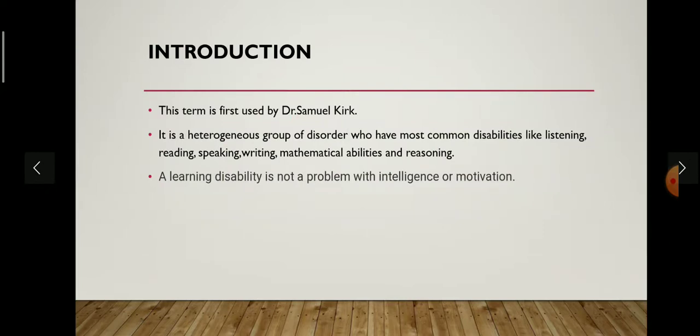Introduction. This term was first used by Dr. Samuel Kirk. तो ये टर्म सबसे पहले किसने यूज़ करी है? डॉक्टर सैम्यूल किर्क and he is also called the father of learning disabilities, and it is a heterogeneous group of disorders who have most common disabilities like listening, reading, speaking, writing, mathematical abilities and reasoning.